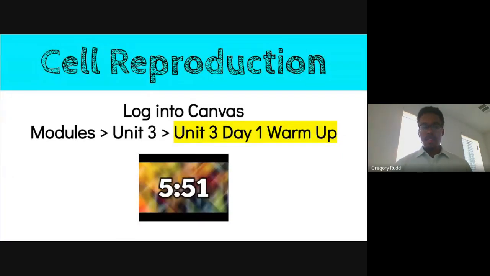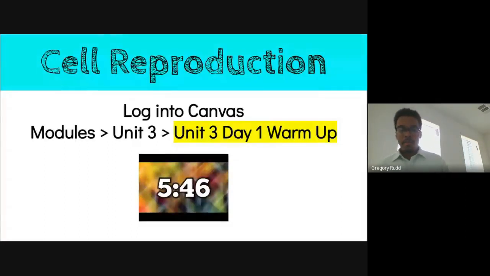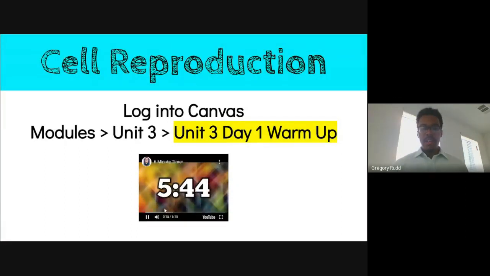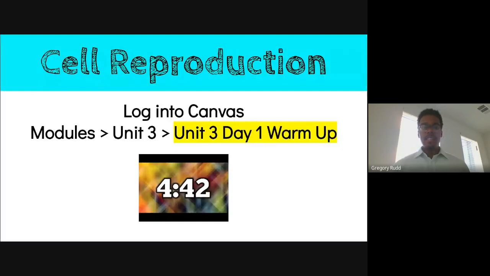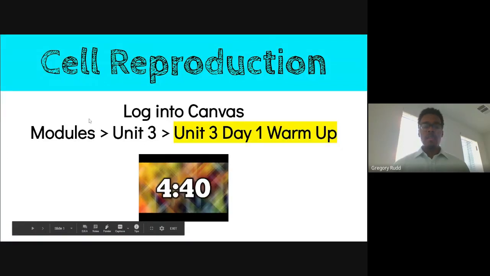So today is Unit 3, Day 1. Today is the start of our third unit. I'm going to cut this down a little bit because the warm-up is pretty short, but I'll give you all about 5 minutes to knock out the warm-up, and then we'll jump directly into the lesson. And I'll talk a little bit more about some other stuff as well.